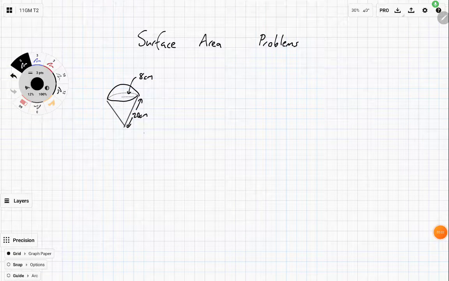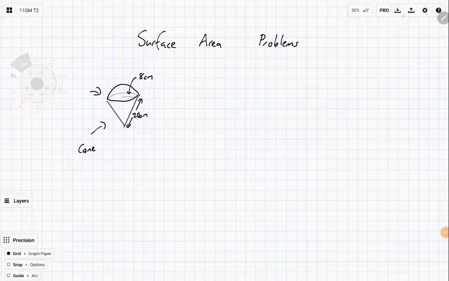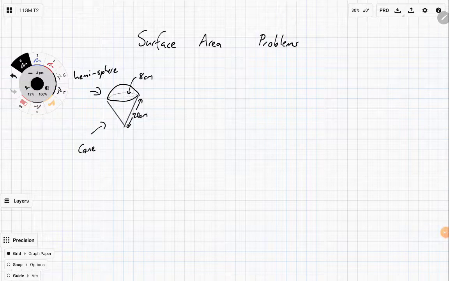Let's have a look at some surface area problems. So this first one here is a composite shape. It's a very common one that you'll see, which is a cone on the bottom and on the top a hemisphere. So this is two different bits. So for the surface area, there's going to be two pieces we need to add together.